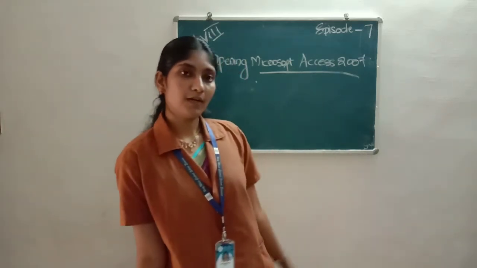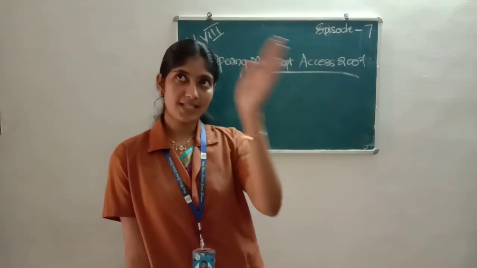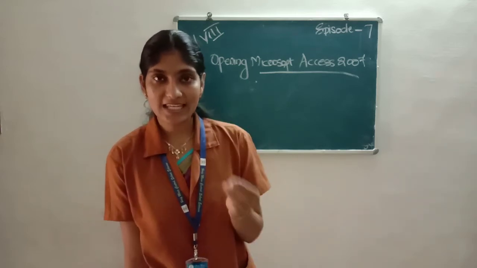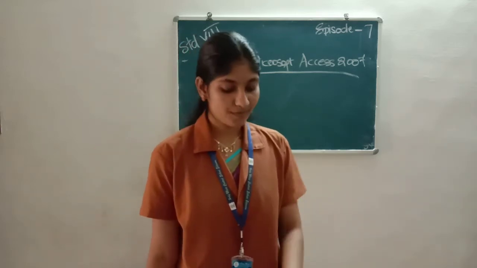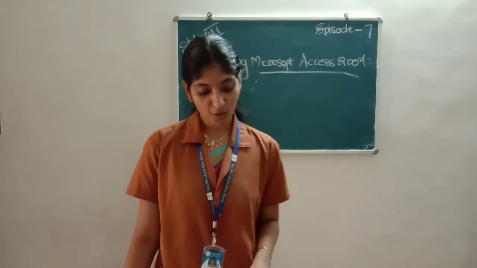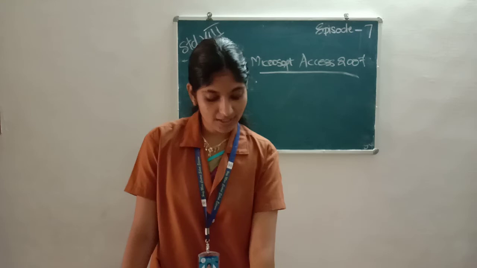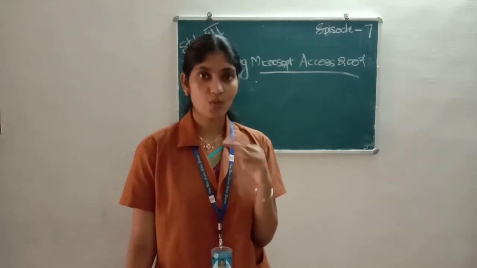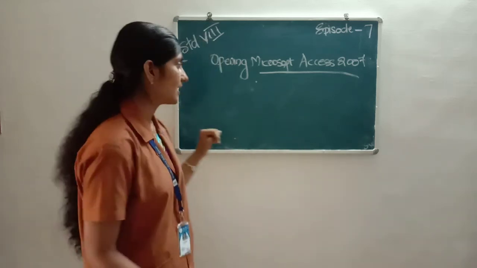So after performing all the 4 steps, a window will appear, that is Getting Started with Microsoft Access. In that window, there are 3 options. First, create a blank database. Second option, create a database with the help of templates. And third one, opening an existing database. So there are 3 ways. What are the 3 ways?